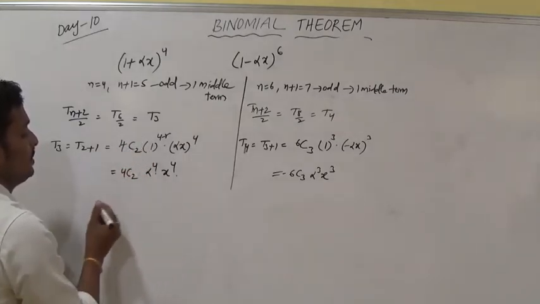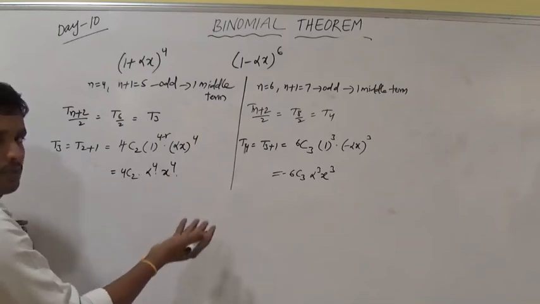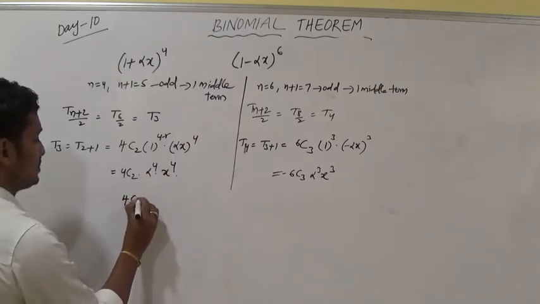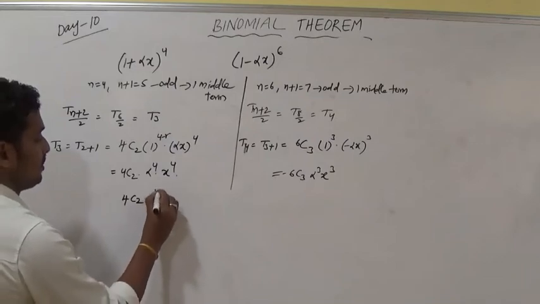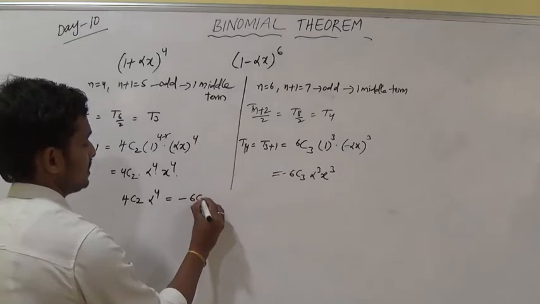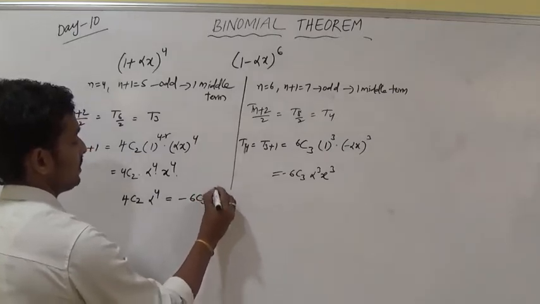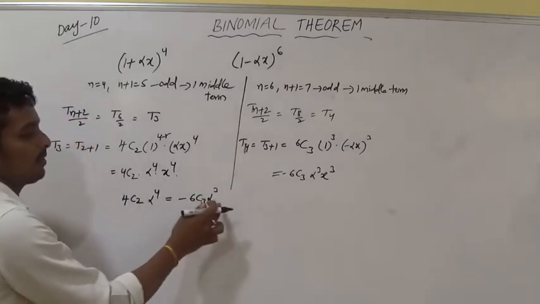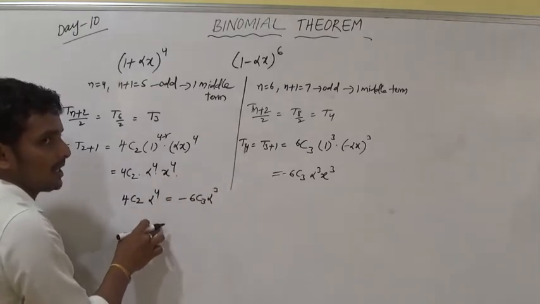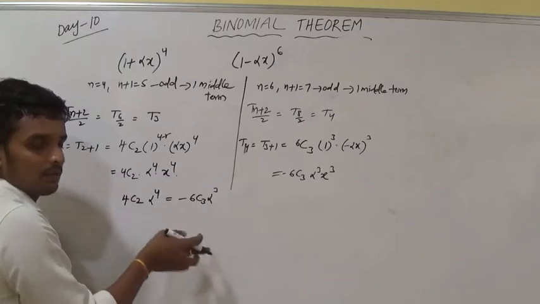This is the 2. So can we simplify or not? After that, both are equal. That means 4c2 alpha power 4 is equal to minus 6c3 alpha cube. So if you write x to the power of 4 and x cube, x cube is cancelled by x to the power of 4. They are asking the coefficients of x, so that's why no need to write that.